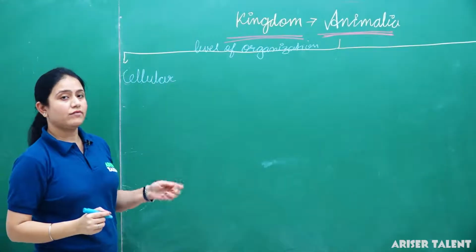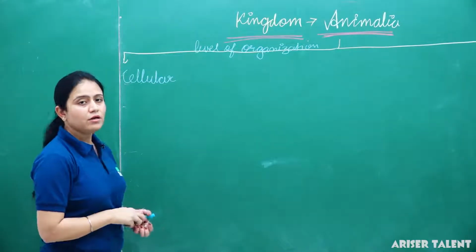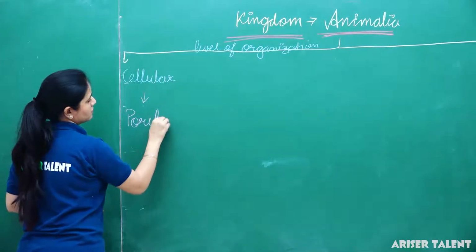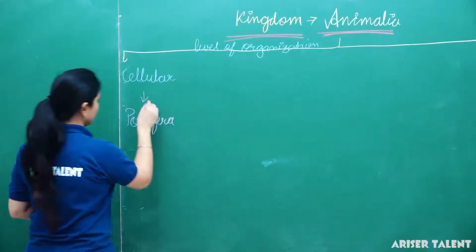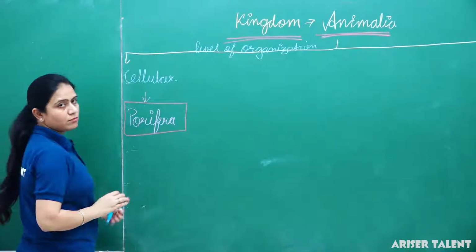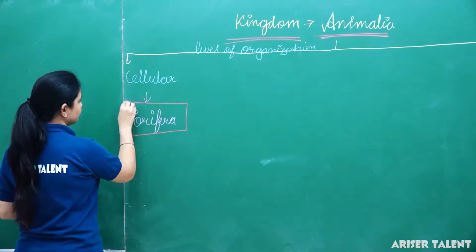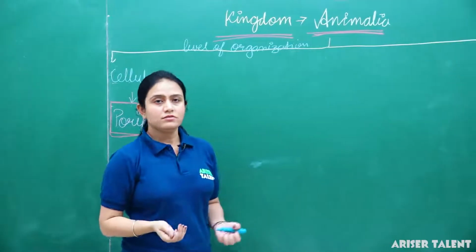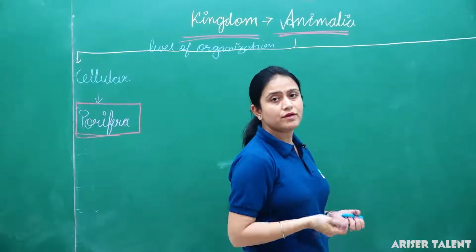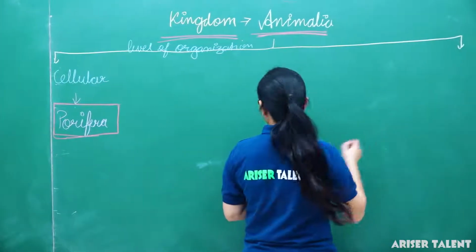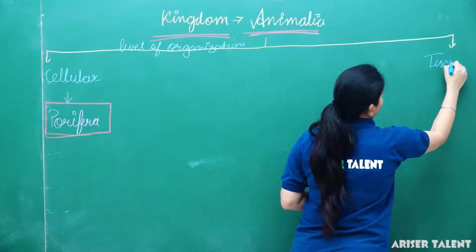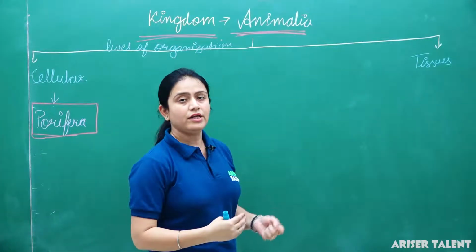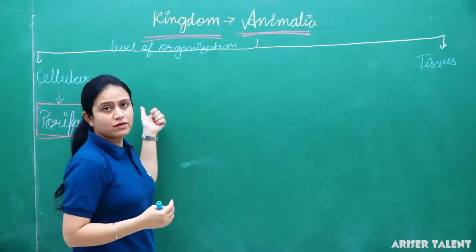And animals having cellular body structure come into the phylum Porifera. And if animals have tissues in their body structure, means if the animal body is made up of different tissues, then it comes into the category of tissues. So on the basis of level of organization, animals are divided into two groups, cellular and tissues.